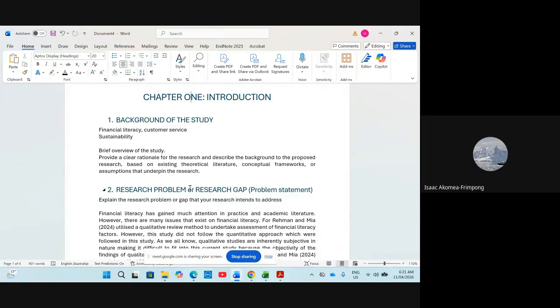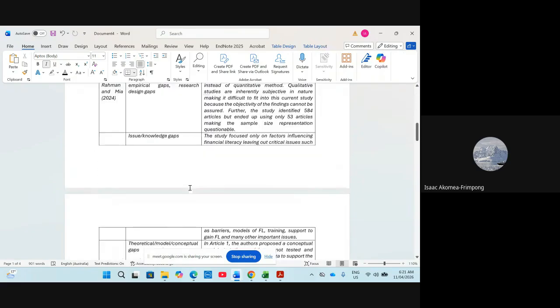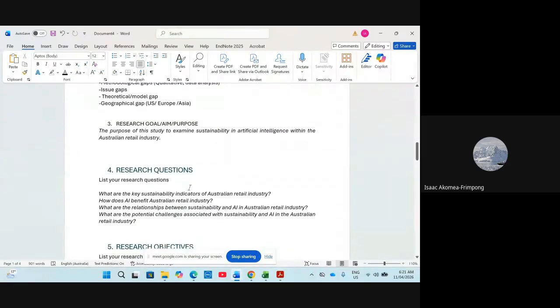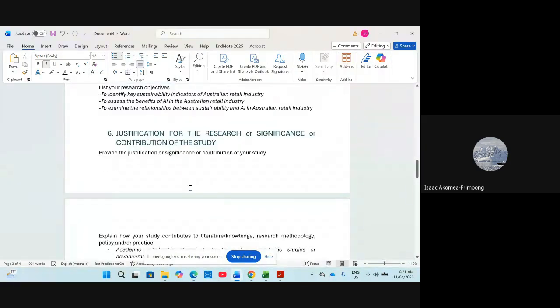It's not done. If you are writing a thesis, it's acceptable for you to divide the chapter 1 into sections, into parts like background of the study, problem statement, and all that. It is acceptable for you to show all these things.